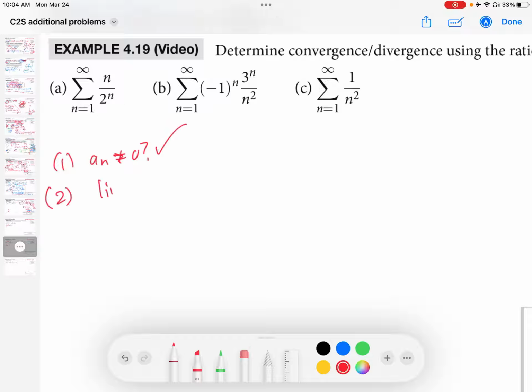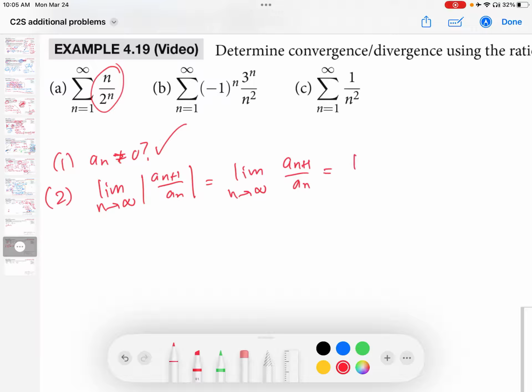Number 2, now we're going to find the limit of the ratio of successive terms in absolute values. Sometimes you don't need the absolute values. Here, n is positive for all the terms in the series. So is 2 to the n. It's always a positive exponential. So actually, we don't need the absolute values here, which makes our lives just a little easier. We can drop those, and now we're looking at the limit of the ratio of terms.